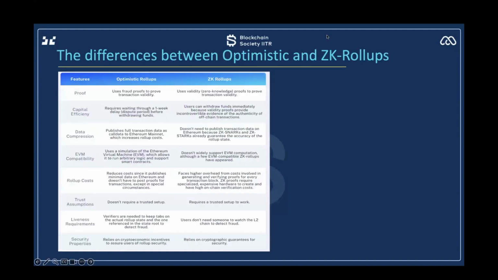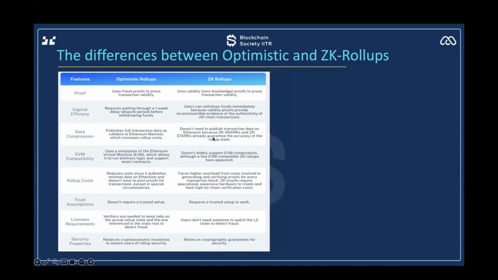And this is the difference between optimistic and ZK rollups. I have explained all of them. Optimistic uses fraud proofs, ZK uses validity proofs. Optimistic requires a 1 week delay because of the dispute period. And in ZK, we can withdraw funds immediately. On data compression, optimistic rollups publish full transaction data, while ZK rollups do not publish full transaction data. They just give some public inputs.